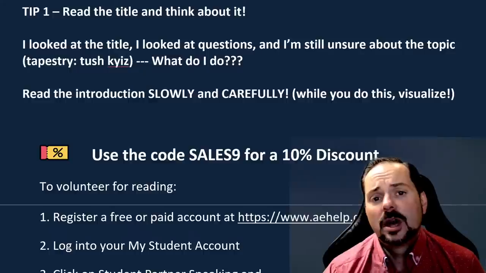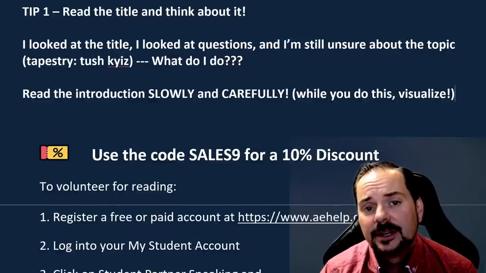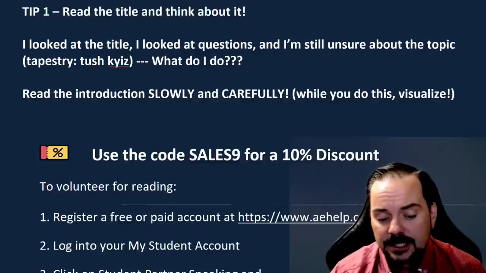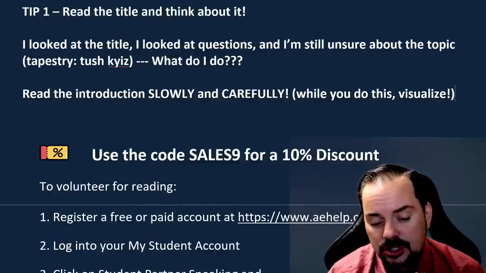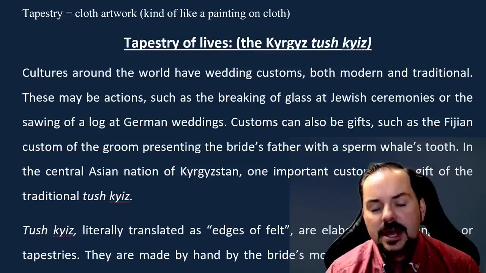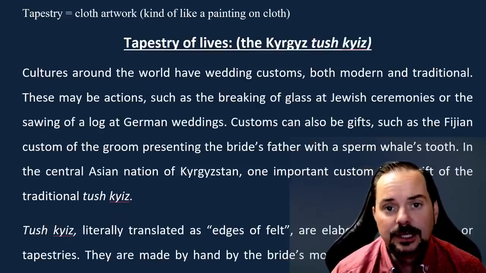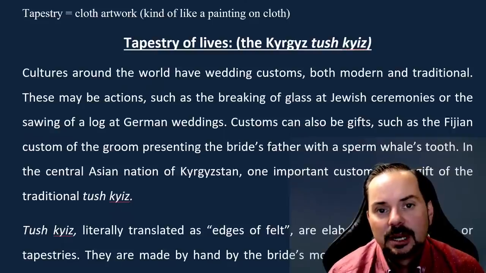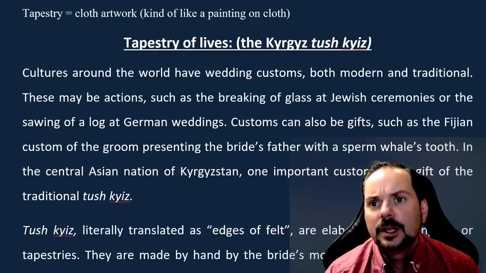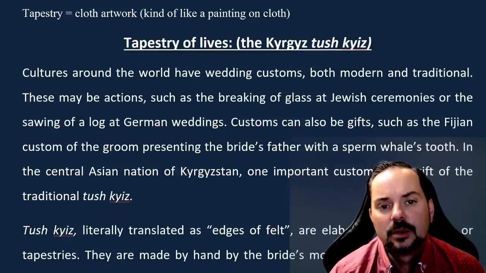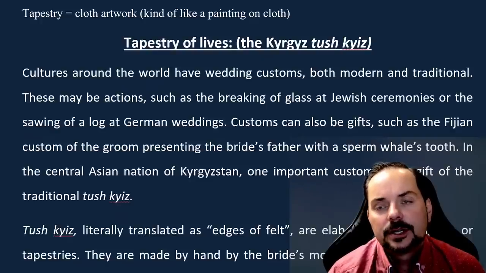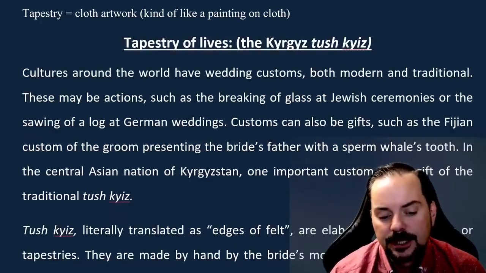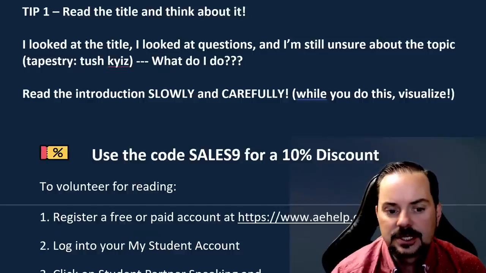All right, a lot of candidates at this point, they start their skimming and scanning adventures, and that's not a good practice. This is exactly when you want to just slowly read the introduction. If you're going to read any paragraph slowly, that should be the introduction. You should read the introduction the slowest and the most careful. Success in the reading section in a big way is about starting slowly and then speeding up.